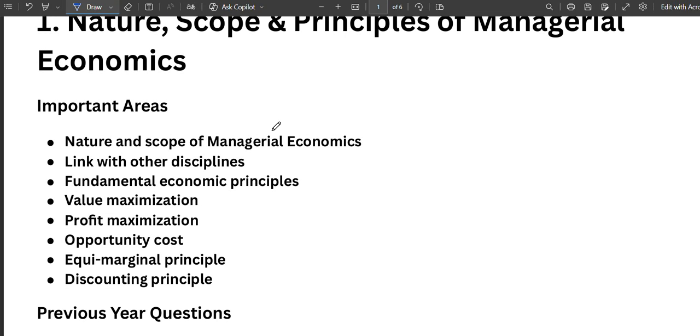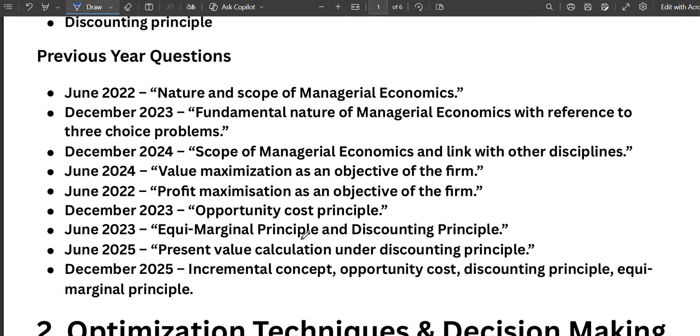So you have to focus on what is the nature and scope of managerial economics, linked with other disciplines, and fundamental economic principles. Many students think that the subject is difficult because it includes graphs, demand analysis, market structures, elasticity, cost functions and economic concepts. But if you analyze the previous year question papers, from June and December semester exams, you can see that it repeats many questions.